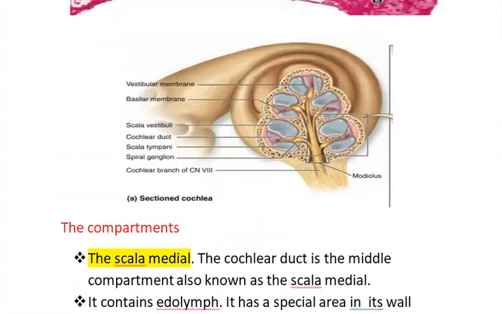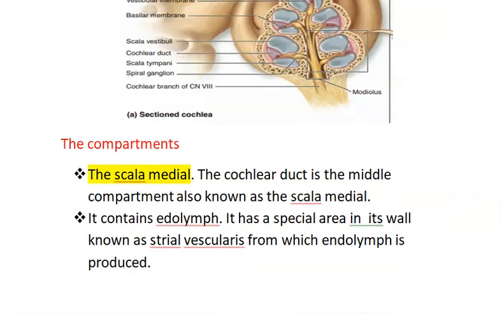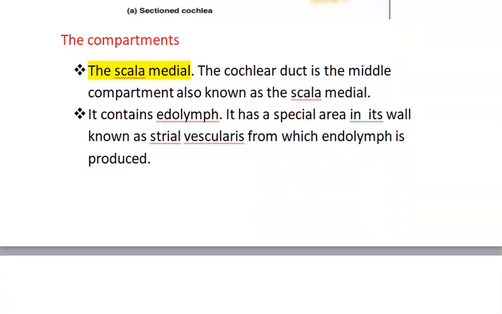See these 3 compartments here, where we're seeing the scala media. The scala media is actually that cochlear duct. The entire cochlear duct is what makes up the scala media. Then we have the scala vestibuli. This is the scala vestibuli. Then we have what? The scala tympani. Okay, so let's describe them in detail now.